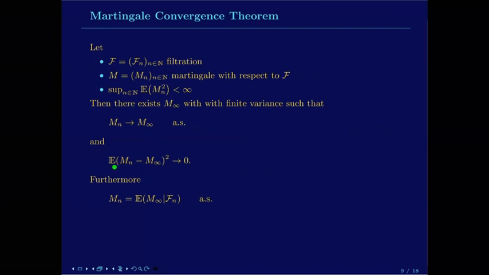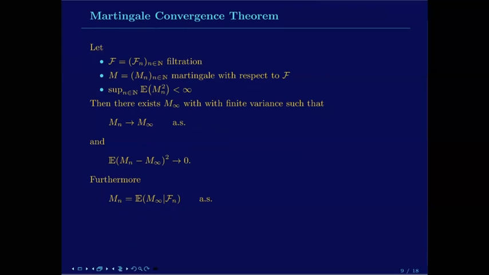as well as in mean square, which also implies convergence in the mean, so in L1. And we furthermore have that Mn, the stochastic process at time n, can be described as the conditional mean of this limiting random variable M infinity, given the information at time n, so given the sigma algebra Fn. So that is exactly the converse to the previous result.